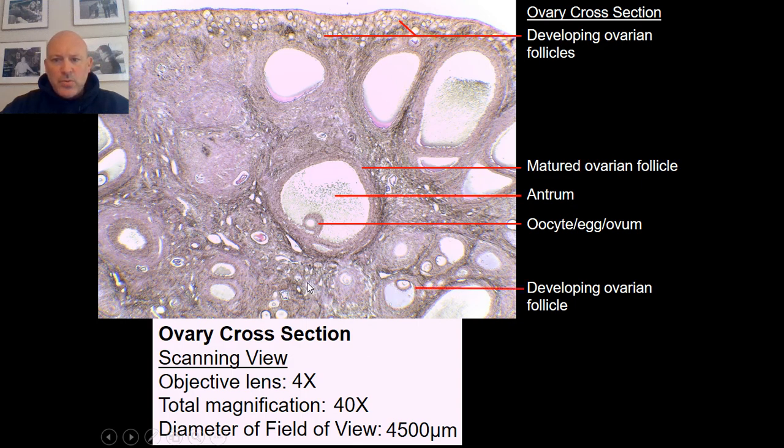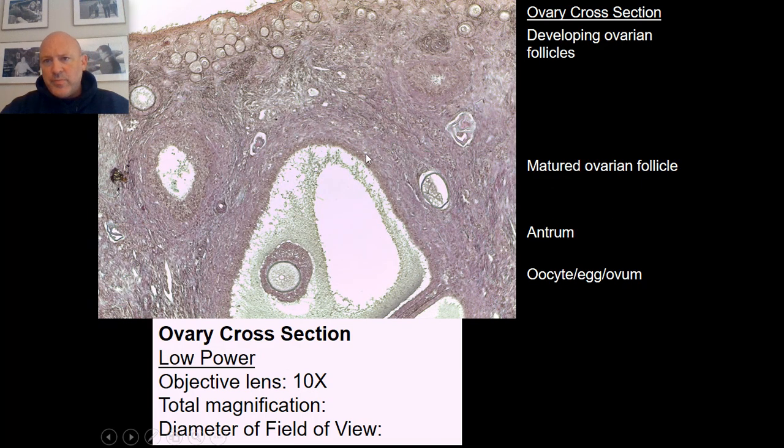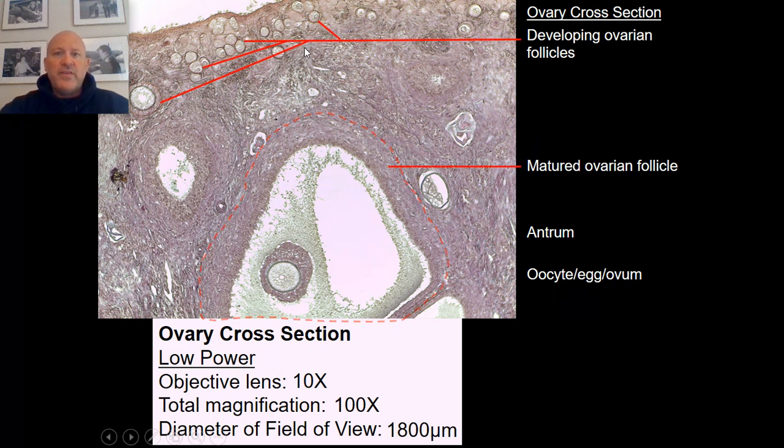All right, so this one is on low power now. So you could see we have developing immature follicles up here. But yeah, we have this nice large mature Graafian follicle, big antrum, very visible egg. This is the view that I would like you to use.